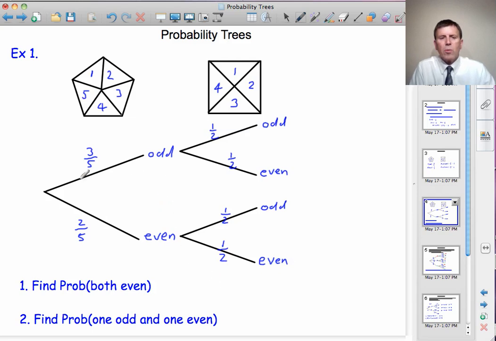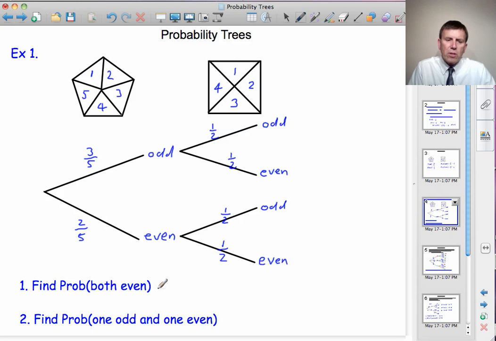Now what's happened here, when I've drawn the first set of arms here for what happens with the pentagon, I've then got to look at each of those in turn and look at what can happen with the square. So there's 2 options with the square. And we've got 4 routes through this probability tree. 1, 2, 3, 4. Those are the only 4 things that can happen.